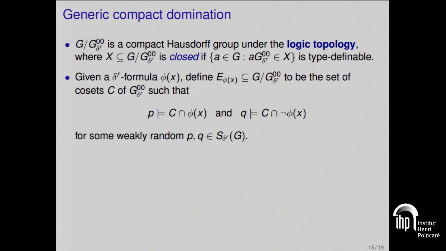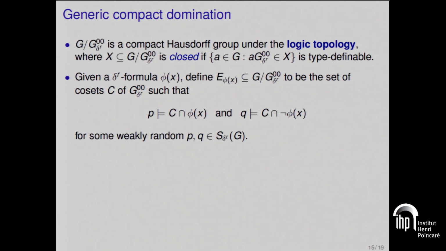And what do I do? I take a delta R formula phi of x, so some Boolean combination of instances of delta R, and I'm going to define this error set. It's going to be the irregular cosets or the bad cosets, E sub phi of x. It's the set of cosets of G00 which intersect phi and its complement in a big way. Where now in a big way means I find these weakly random types p and q, which are big because all the formulas in them have positive measure, and one of them has everything to define the intersection of the coset with phi, and the other one has everything to define the intersection of the coset with not phi. So it's like a regularity statement. This coset is bad. Phi and not phi are breaking it up into two big pieces.